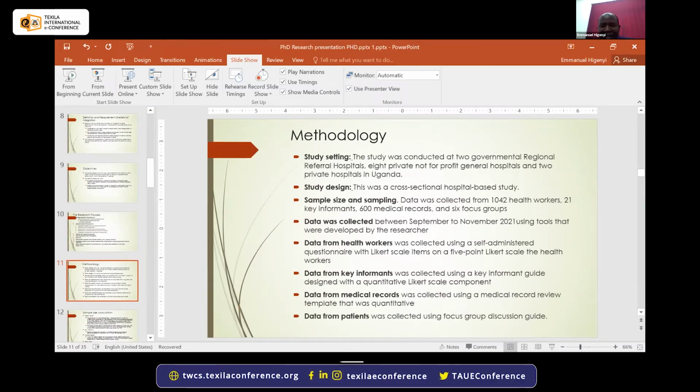The study was conducted in 2 government regional referral hospitals, 8 private not-for-profit hospitals, and 2 private hospitals. It was a cross-sectional hospital-based study. The sample comprised 1,042 health workers, 2,119 medical records, 6 focus groups, and 21 key informants. Data was collected between September and November 2021. Data from health workers was collected using a self-administered questionnaire, data from key informants using a key informant guide, data from medical records using a medical record review template, and data from patients using a focus group discussion guide.